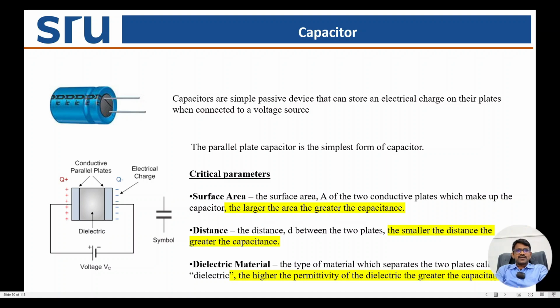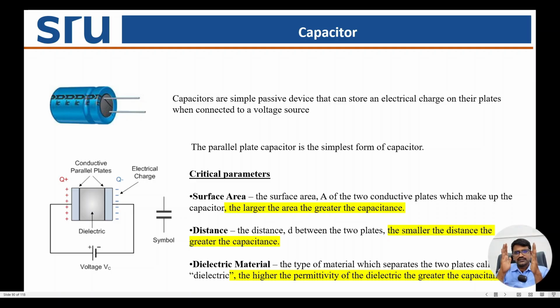Capacitors are simple passive devices that can store an electrical charge on their plates when connected to a voltage source. So it is not electrochemical energy. In the basic capacitor, the parallel plate capacitor is the fundamental capacitor.